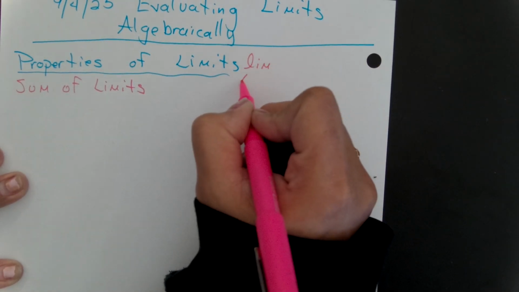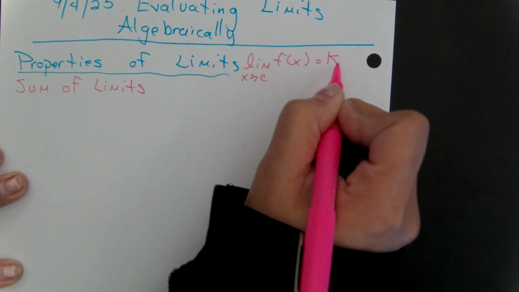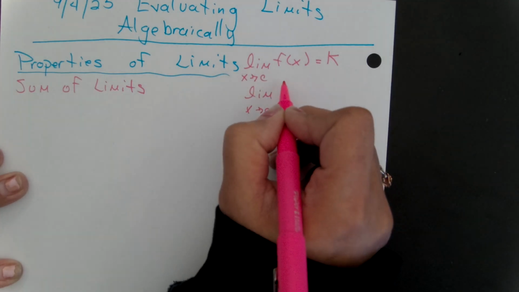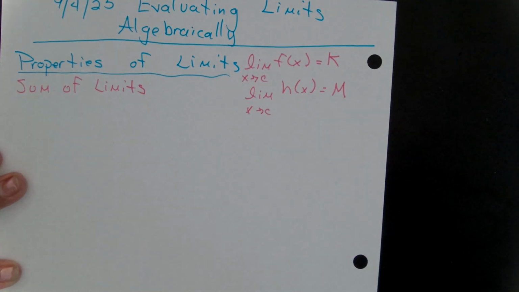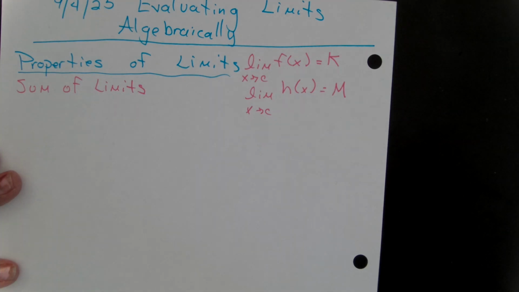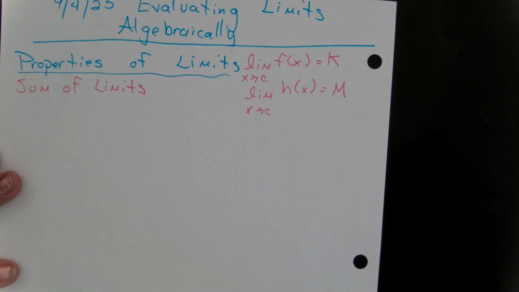So the limit as x approaches c of f of x is equal to k, and the limit as x approaches c of h of x is equal to m. Is that a K? Yeah. C, like cat.